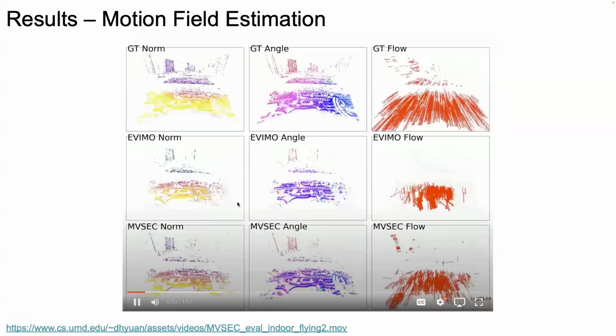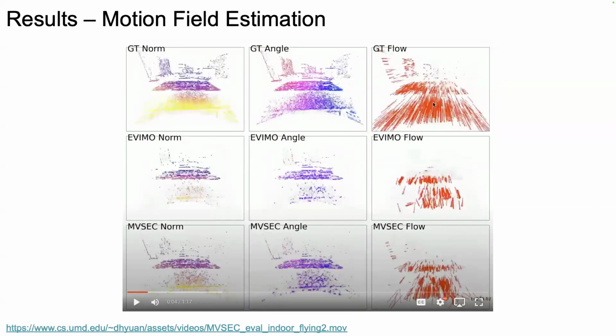So maybe I would expand. On the top row, it is the ground truth optical flow. The norm is the norm of the flow, and also the angle, which is plotted in an HSV color code. And here I also have the flow visualization. Here I have two models. The first model is trained on one data set, EVMO. The other is trained on MVSEC. So there are two models.